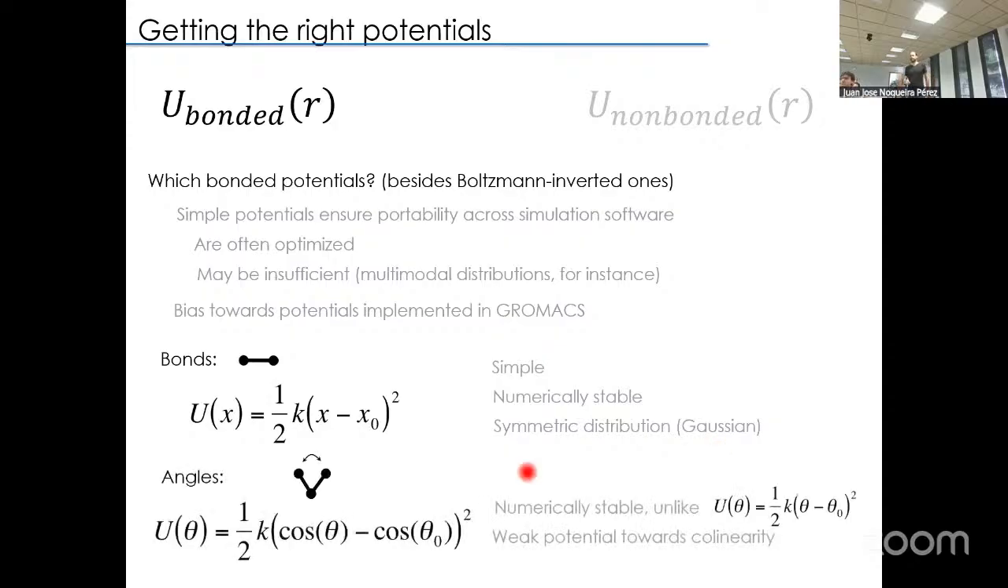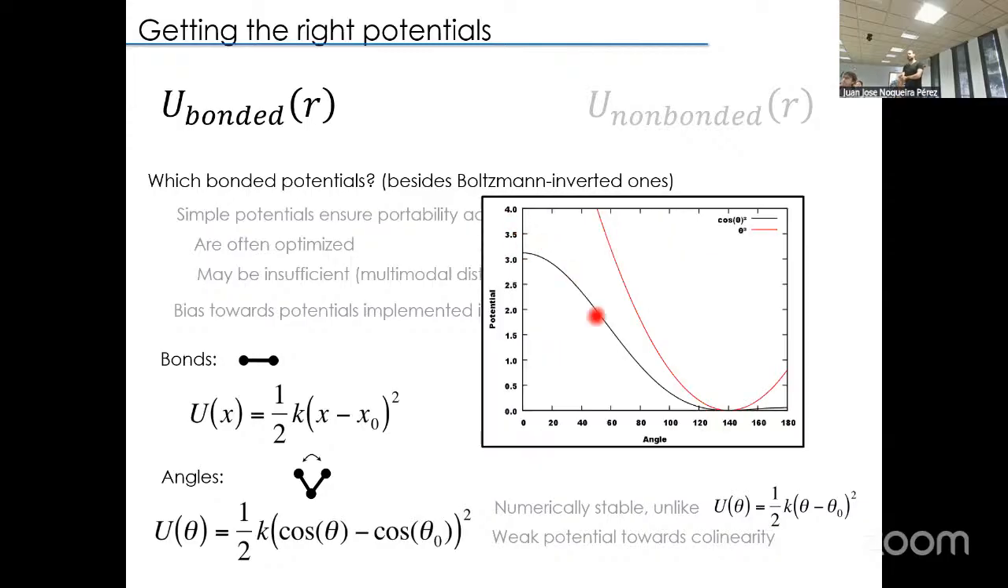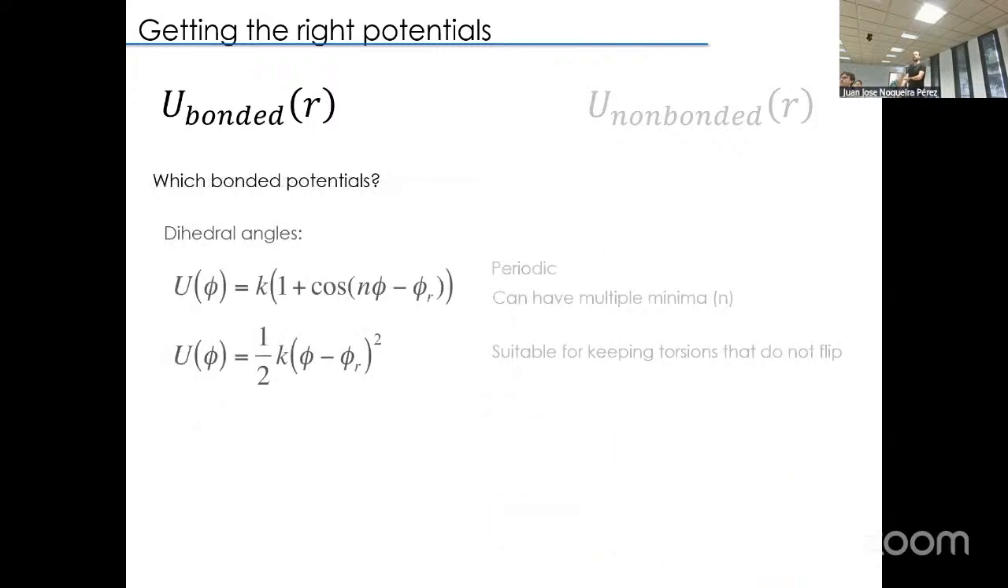For the angle, they use this cosine squared instead of just the difference of the degree squared, and the reason has to do with some possible numerical instability when the angle becomes collinear, but it's more or less your typical angle. It behaves a bit like this. This is the cosine squared one. One aspect of it is that it becomes weaker towards 180. So if you want to keep your angle here, you have to bear in mind that the force keeping it from going to 180 is not going to be as strong as the one bringing it to 90, for instance.